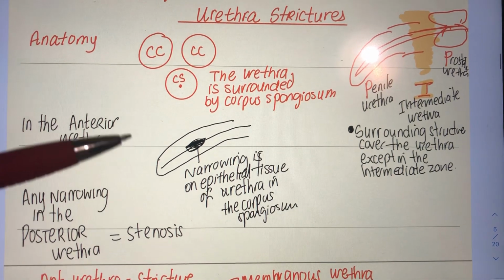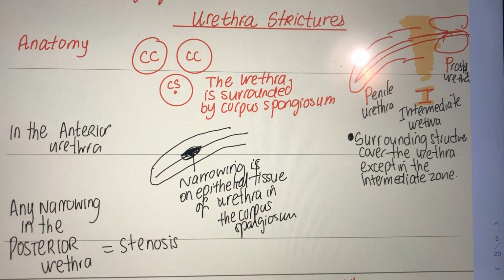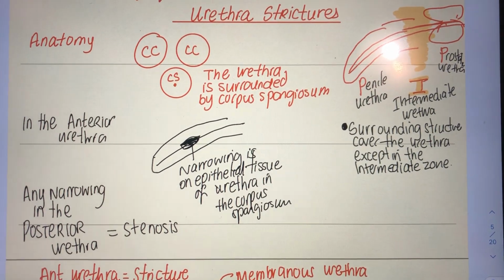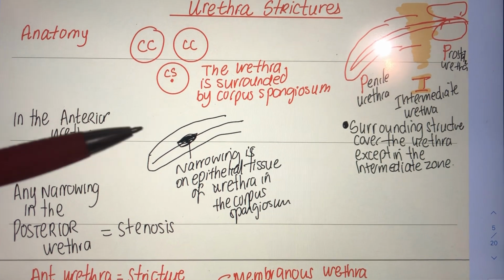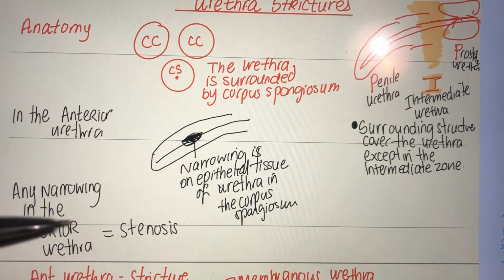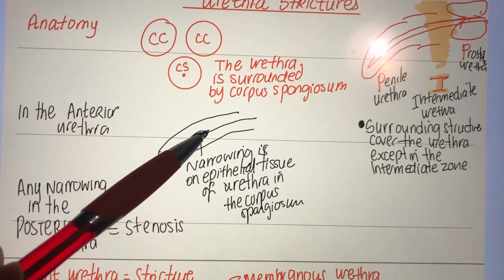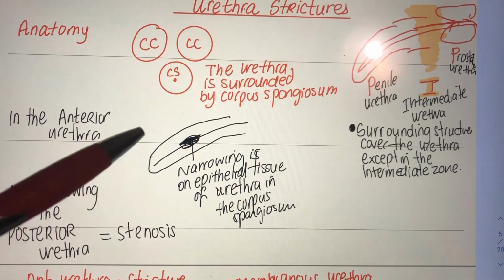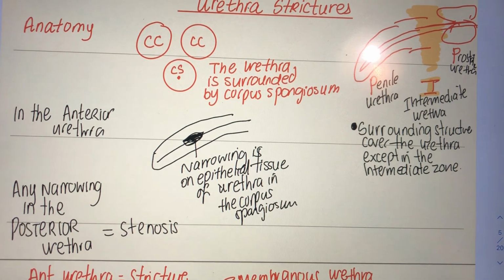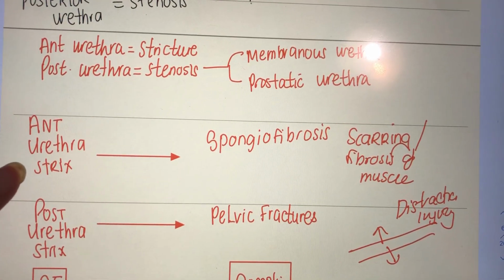Any narrowing in the anterior urethra is known as a stricture, whereas any narrowing in the posterior urethra would be known as a stenosis. Here we can see within the corpus spongiosum there's a narrowing in the epithelial tissue. If it's in the epithelial tissue, it's known as a stricture. The stricture formation can occur either on the epithelial tissue of the urethra itself, or there can be a bit of fibrosis on the corpus spongiosum itself.